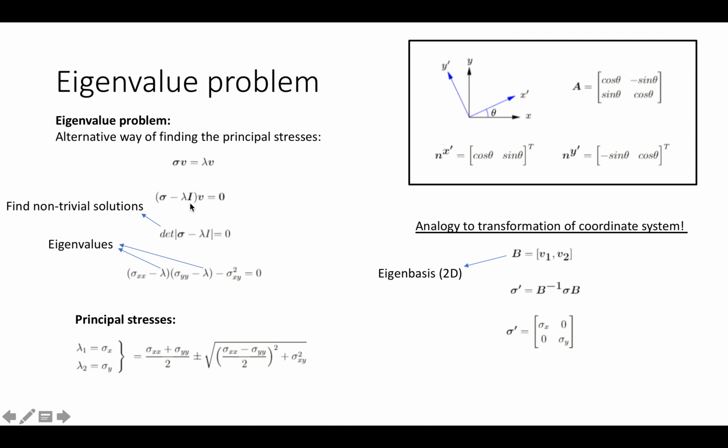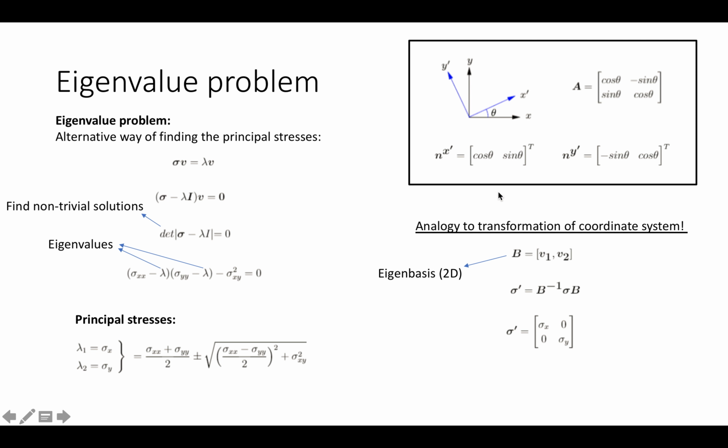When we introduce the identity matrix I, we can rearrange the equation like this. To only get non-trivial solutions, we solve for the determinant equal to 0. Working out the determinant of the matrix in here, we get a quadratic equation. In this 2D case, we'll have two solutions, and it turns out that these solutions, the eigenvalues, are actually the principal stresses.